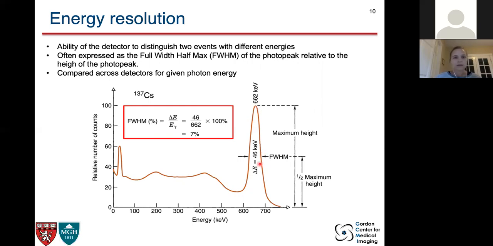So how you determine the energy resolution is that you look at the photopeak and you can determine the width at half of the max of the peak. And then you typically express the full width at half max as a percentage when you take the width and divide it by the maximum height. So in this case, the energy resolution was 77% at 662 keV.